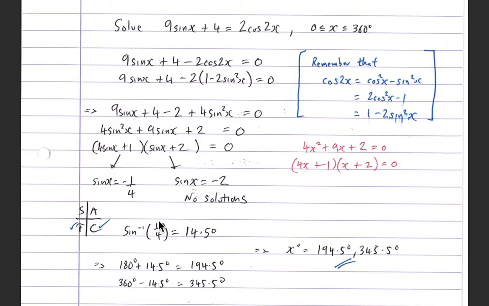The inverse sine of 1/4 is 14.5 degrees. So we need 180 plus that value and 360 minus that value. And these are the two answers to this particular problem. We can only solve this trig equation by making that substitution for cos 2x. It's important that you practice that skill and that you are very clear about how to solve these trig equations.